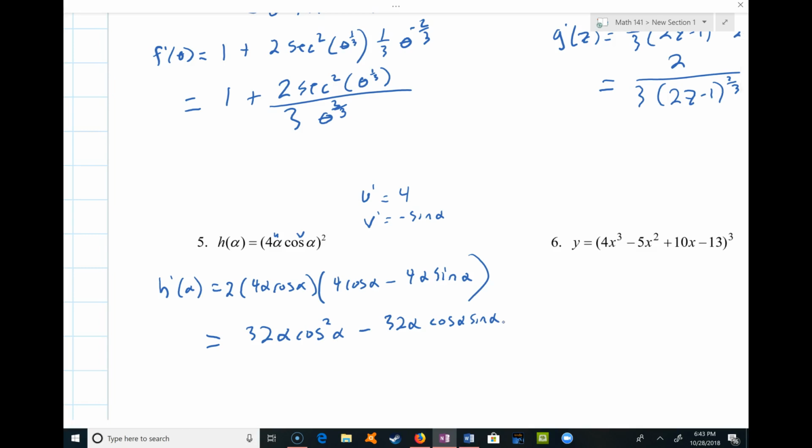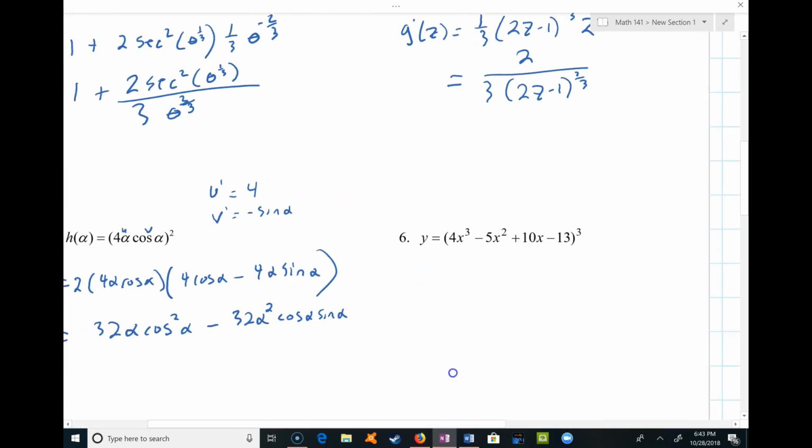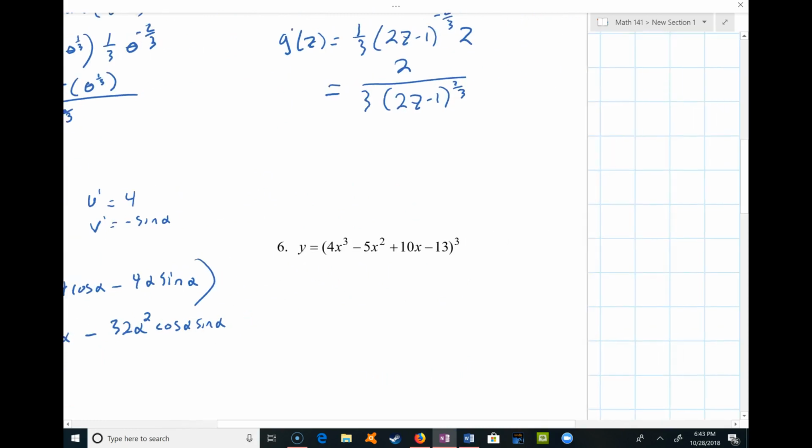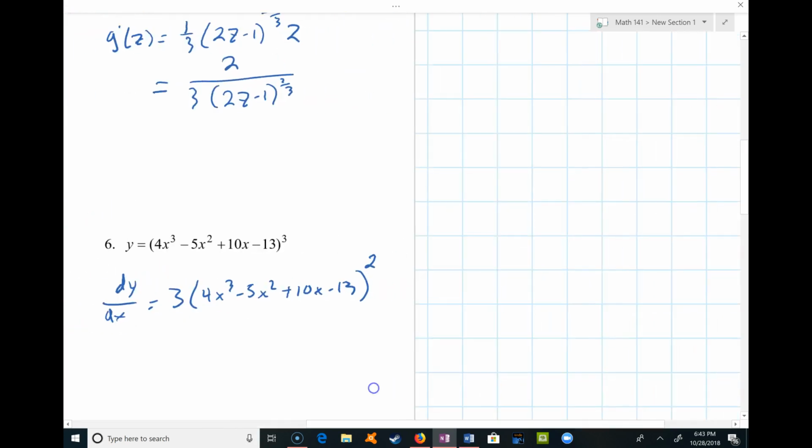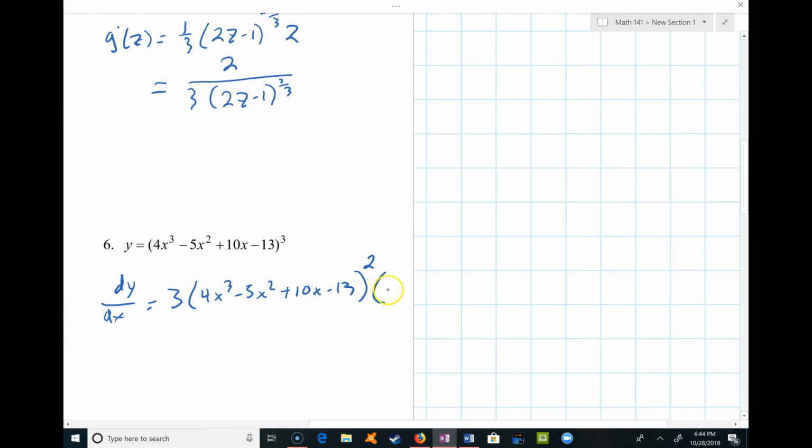Oh, whoops, that one already had an alpha there, so that'd be alpha squared, wouldn't it? There we go. Okay, this one's another nice chain rule. So the derivative of the outside, of course, is just going to be 3 times the something to the second power times the derivative of the inside.